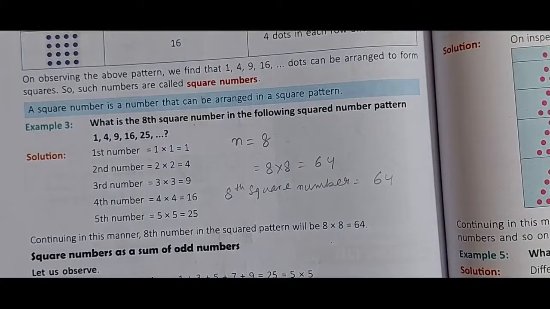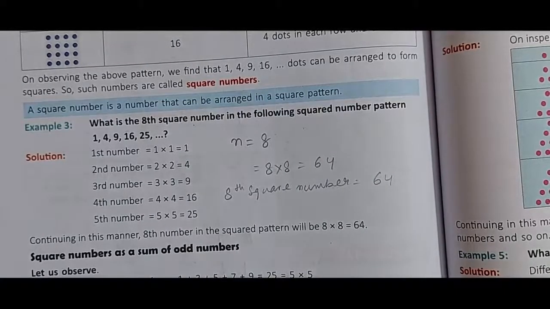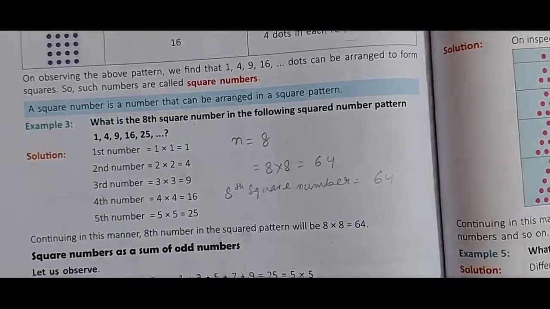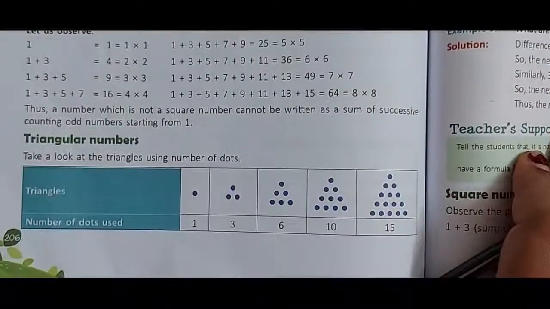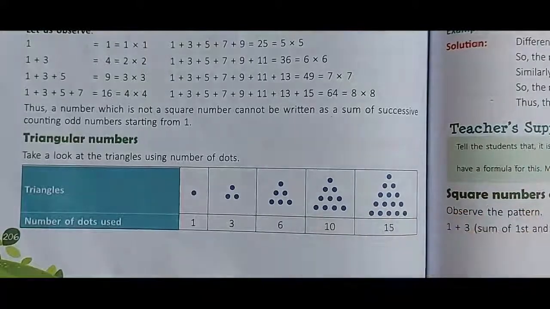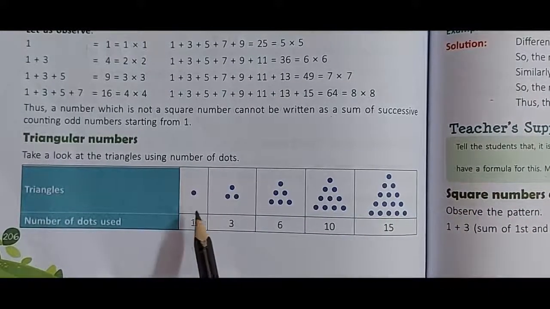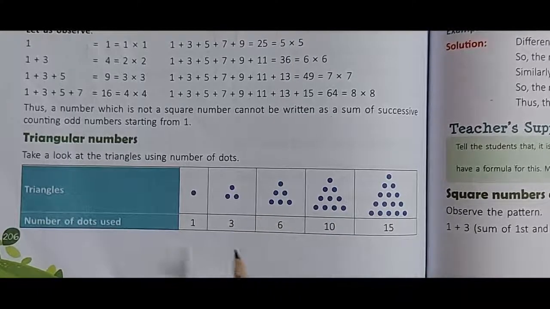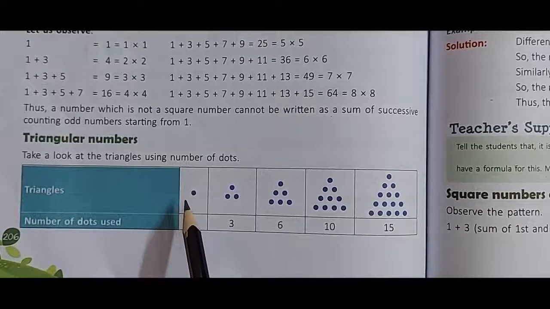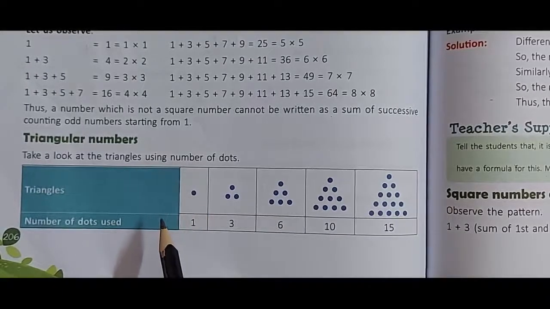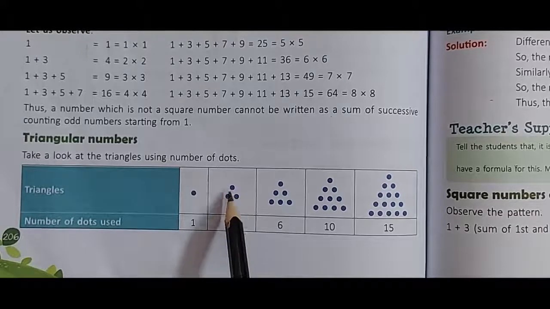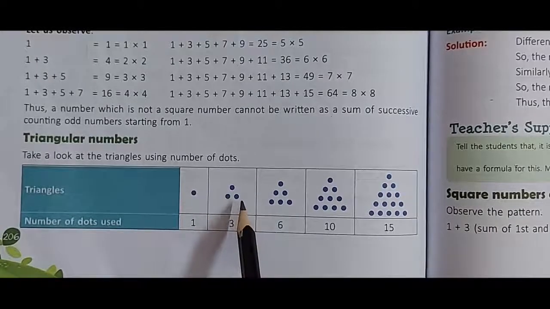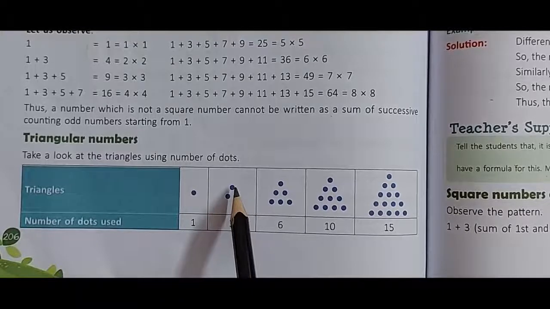This was all about the square numbers. Let us similarly come to triangular numbers. In triangular numbers, as you can see here, the numbers are arranged in a triangular pattern. One dot can form only one triangle. Similarly, the next triangular number after 1 will be 3, which can be given the shape of a triangle.